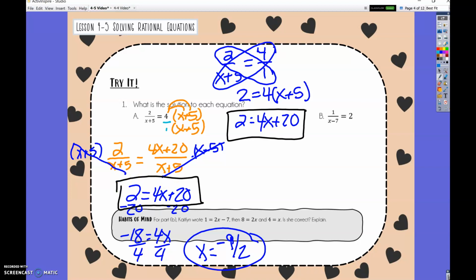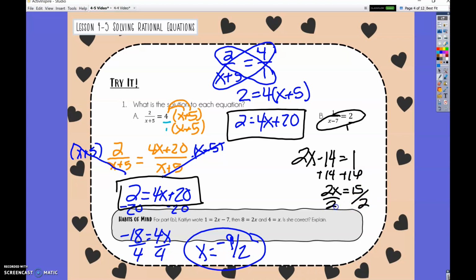Again, you can do cross multiplying, or you can get a common denominator. So over here, I'll do this one quick. If that was over 1 and I cross multiply, I'd get 2x minus 14. Don't forget to multiply the 2 by the x and the 2 times the negative 7. And then equals 1. If I add 14 to both sides, I get 2x equals 15. And dividing by 2 leaves x equals 15 halves, or if you like to put that in a mixed number, 7.5.